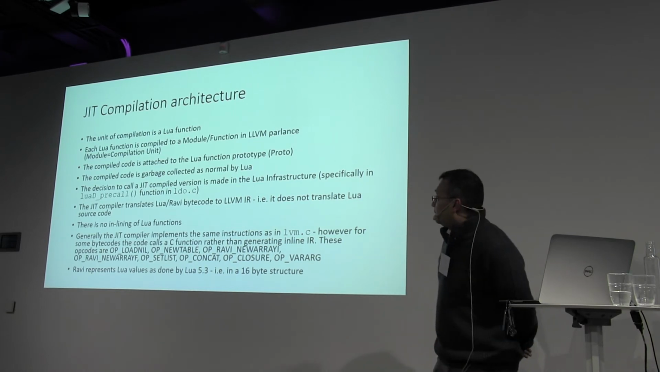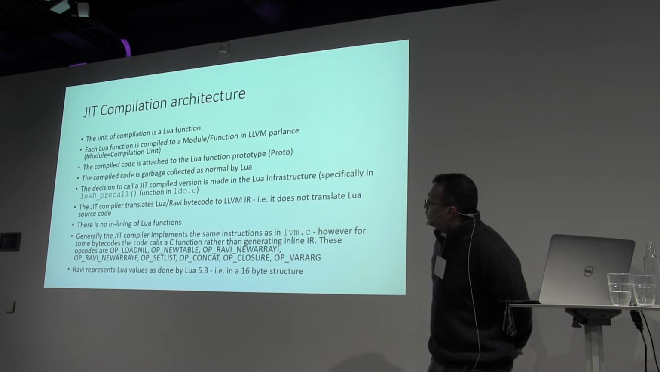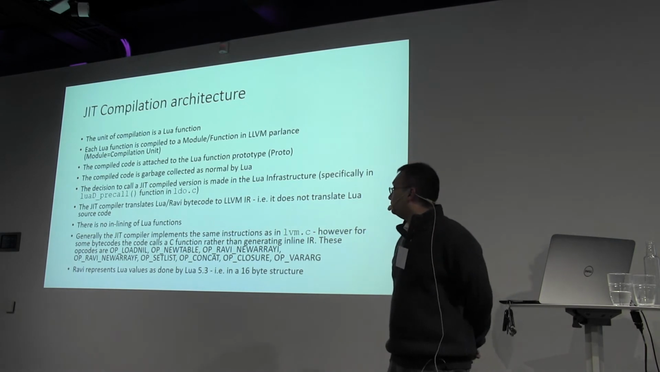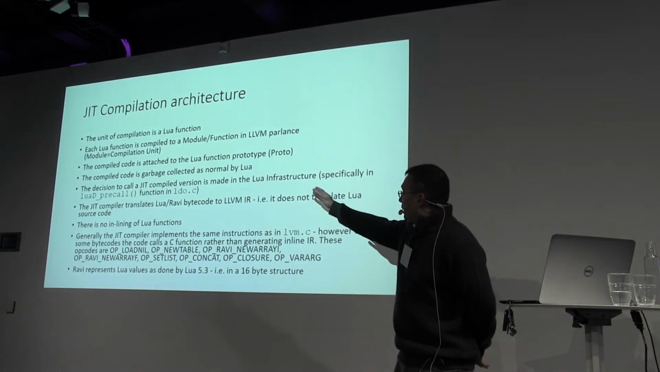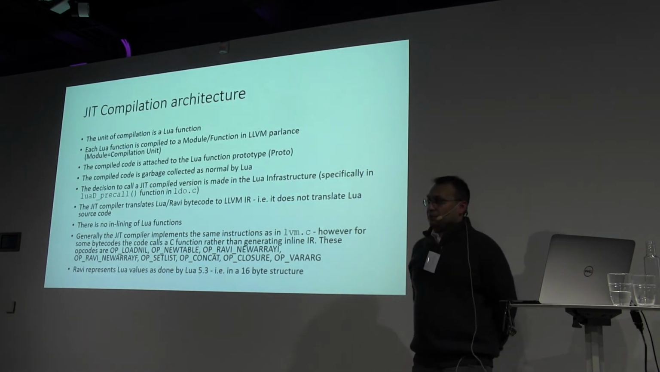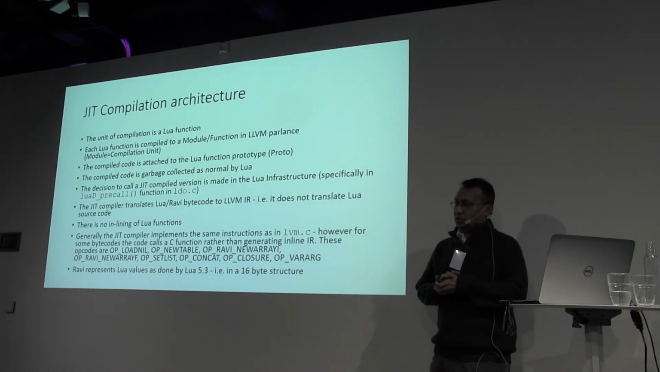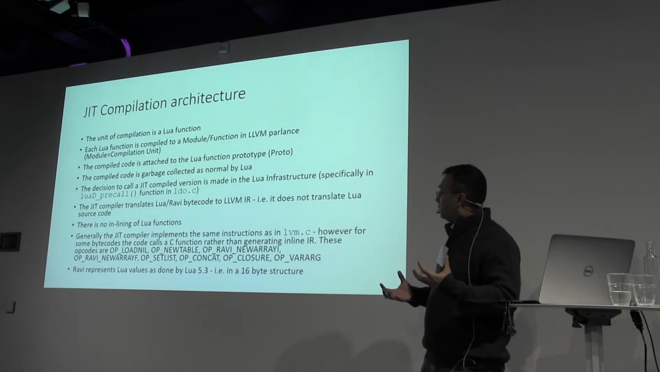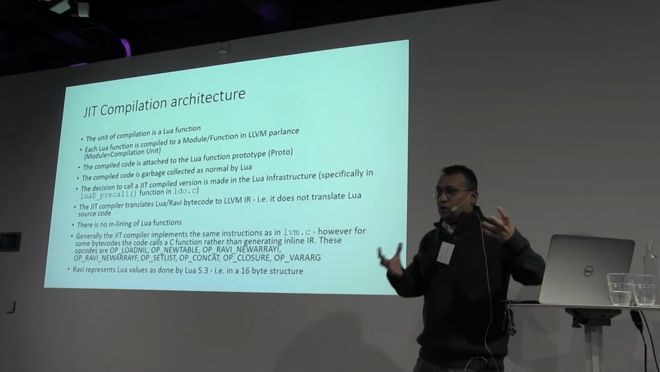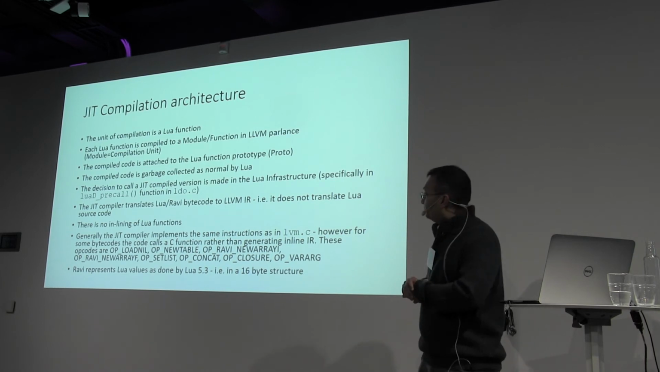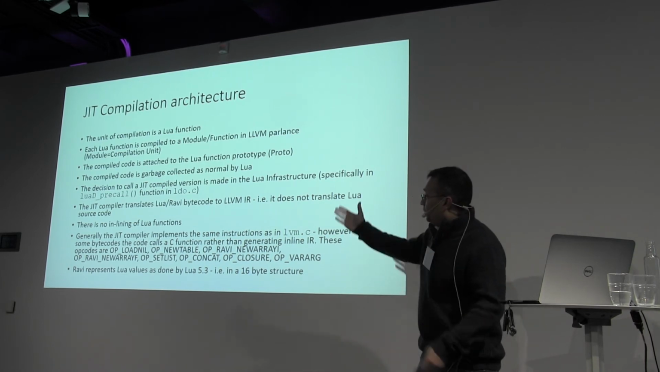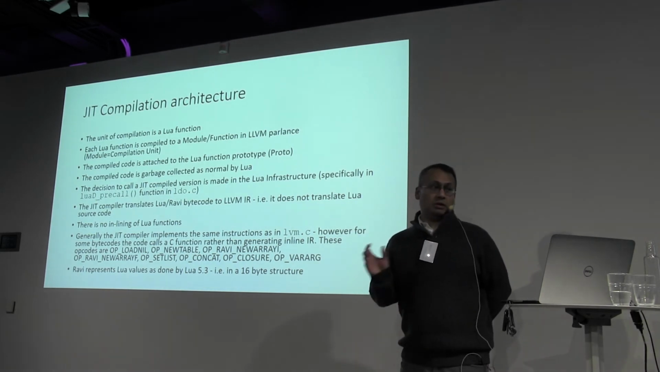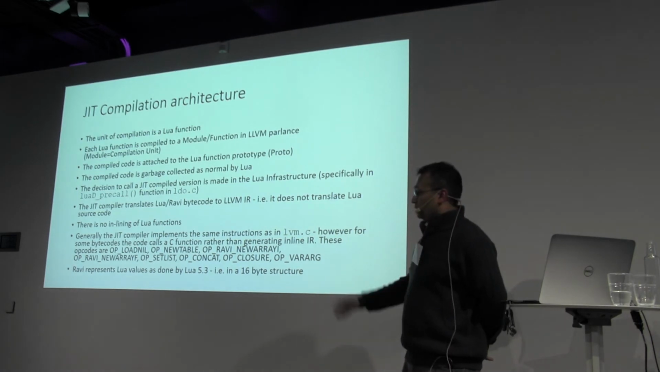Ravi's JIT compilation architecture is really that we compile a Lua function. Each Lua function is compiled to a module function in LLVM. The compiled code gets attached to the Lua function prototype. Hence my question: can we share prototypes? Because obviously it's very expensive to compile this Lua code, and if you have several Lua states, the code is probably the same, so you should be able to share it. Compiled code gets garbage collected as normal by Lua, so that means that when the Lua function goes out of scope, it's garbage collected, and the whole compiled stuff gets thrown away as well.